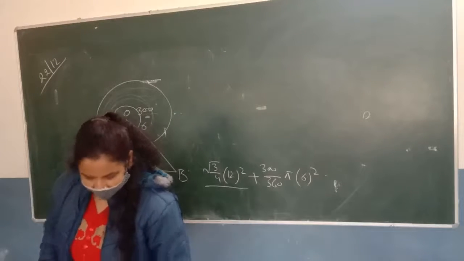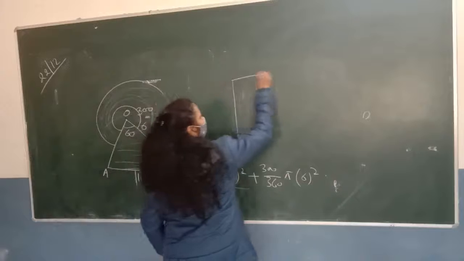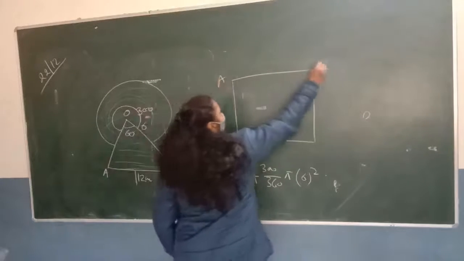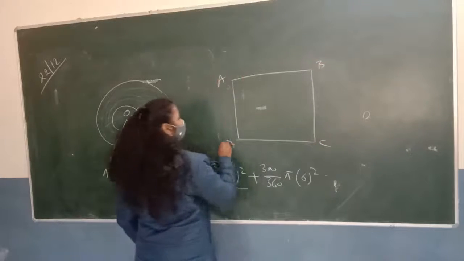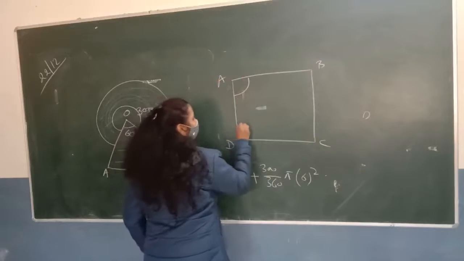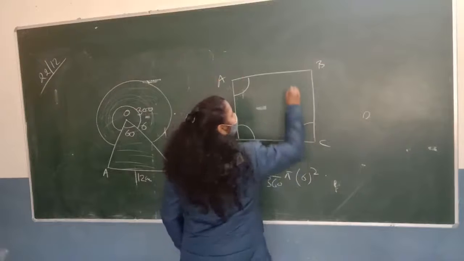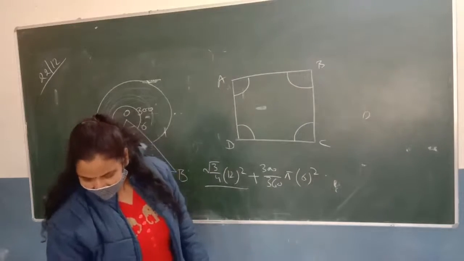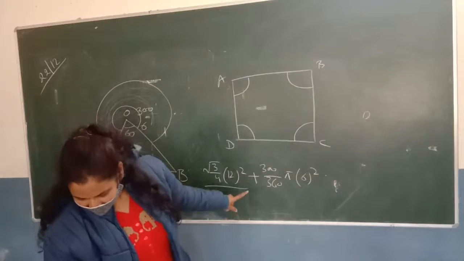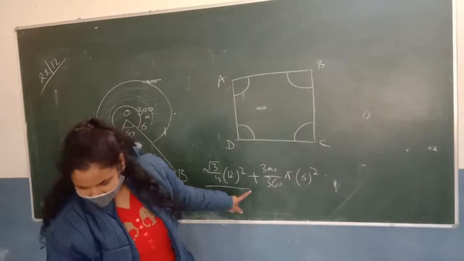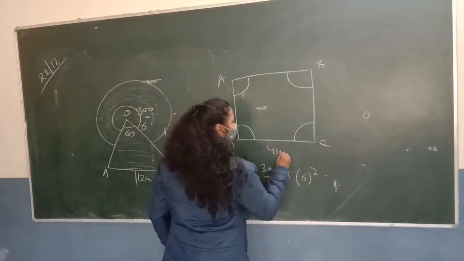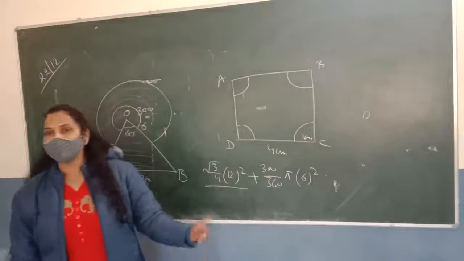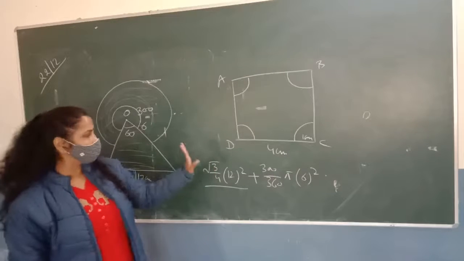Question number 5. This is a square ABCD and there are 4 quadrants at the corners of this square like this. These are 4 quadrants. Side of the square is 4 cm. Quadrant of the circle radius 1 cm. Okay, so all the quadrants have the radius 1 cm and the side of the square is 4 cm.